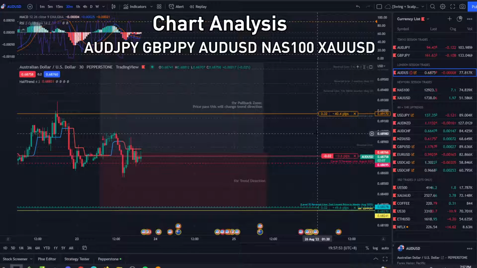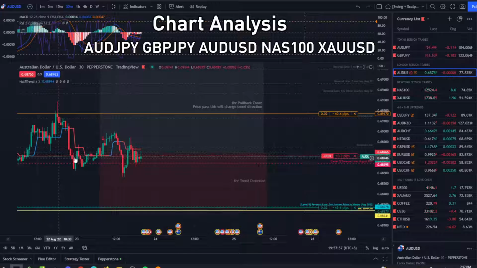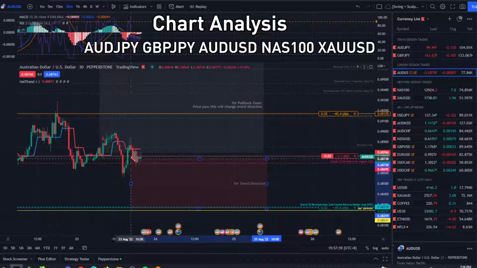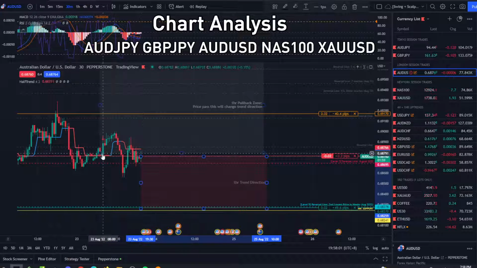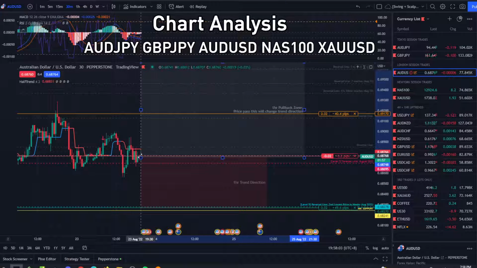So that's what I should and shouldn't have done. That's what a lot of traders do anyway. But anyway, new trend, definitely in a downtrend. Still wait for signals going down, and this is still the pullback zone.